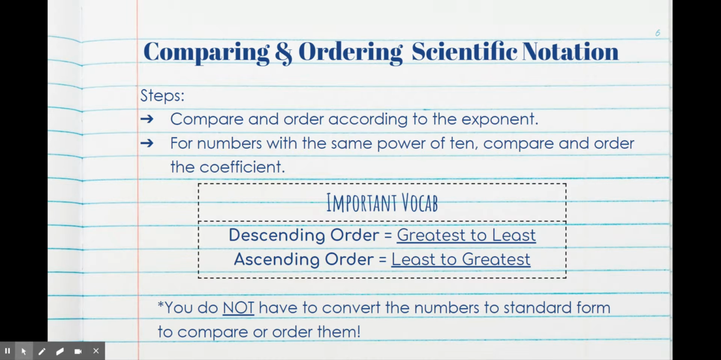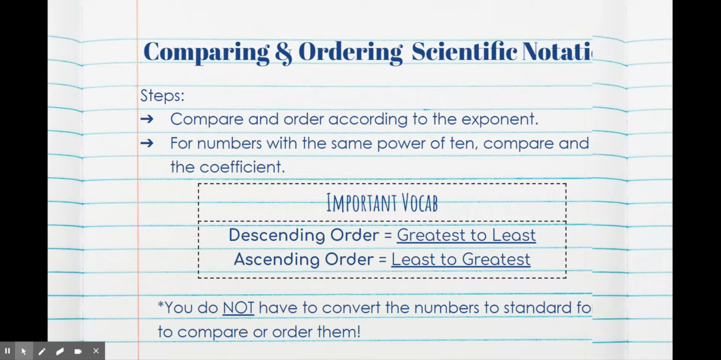Now, remember, when you're comparing and ordering numbers in scientific notation, you do not have to convert them to standard form. It's actually easier to leave them in scientific notation or to convert them to scientific notation. So let's look at a few examples of comparing and ordering.